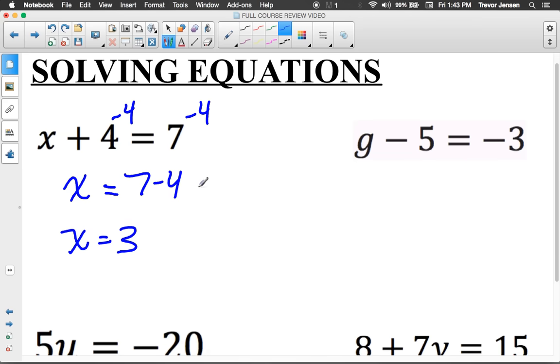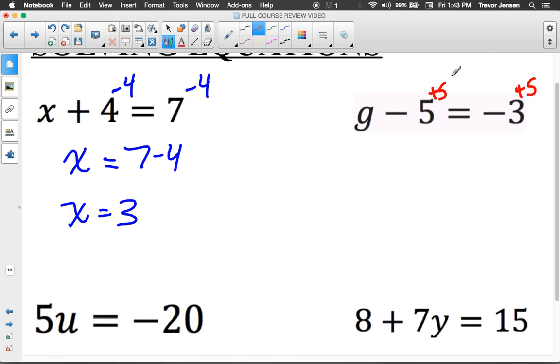Now you should notice a trick to figure out how to isolate the variable. Right now this 5 is being subtracted from it. You use the opposite of subtracting 5, which is adding 5. So if we add 5, don't forget to do it to both sides of the equation. Whatever you do to one side, you have to do to the other. If I add 5 to both sides of the equation, on the left I have -5 plus 5, that's 0, so all that's left on the left side is g.